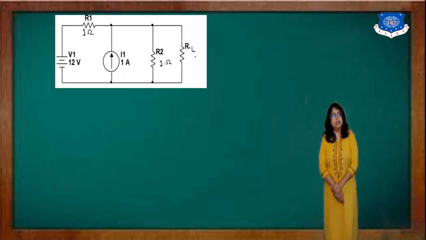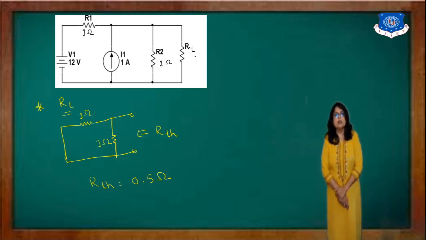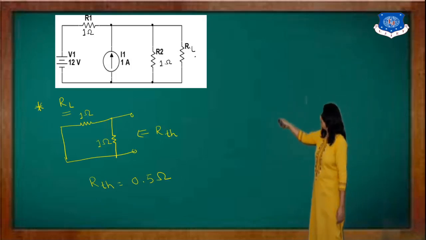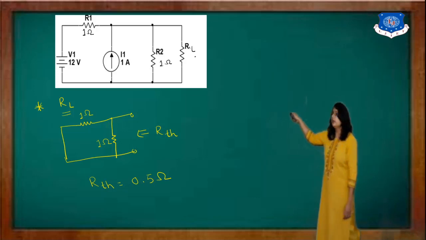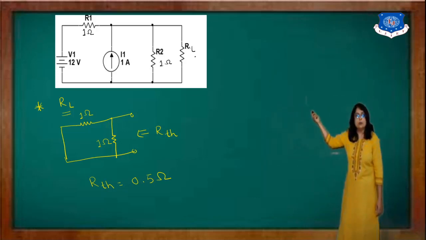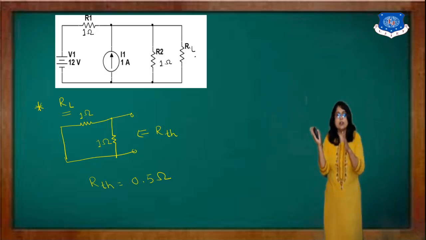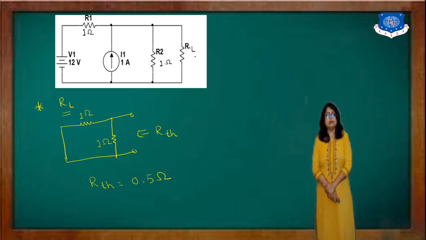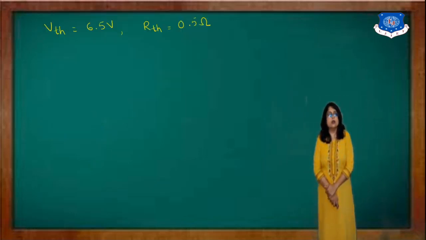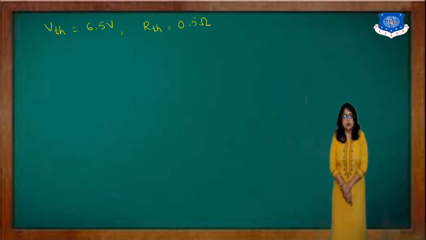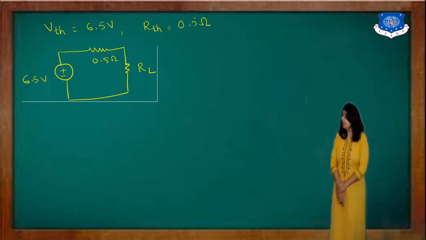Now for the RTH in this diagram, what we need to do? We have to replace the voltage source by the short circuit and the current source by the open circuit. So this is the diagram. By looking at this diagram, we can easily see that RTH is 1 parallel 1, so that is 0.5 ohm. Now VTH equal to 6.5, RTH equal to 0.5. So the Thevenin equivalent circuit is like this.